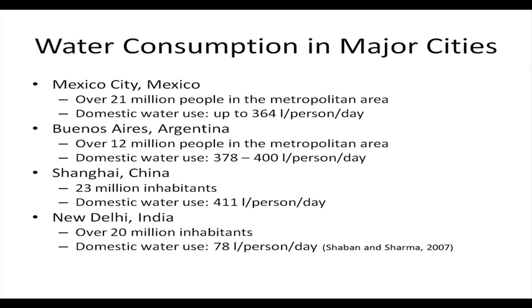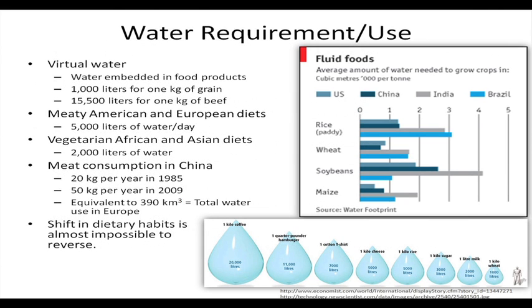New Delhi, not far behind, 20 million people, but the water usage is much lower, 78 liters per person per day. But then again, with the data from New Delhi, we need to be a little bit careful, because people may have their own groundwater wells as well, and they may be extracting water which does not show up in this particular data. So water is needed in all sorts of things.